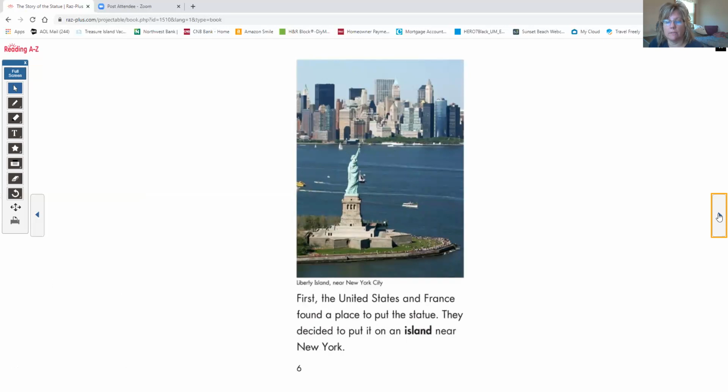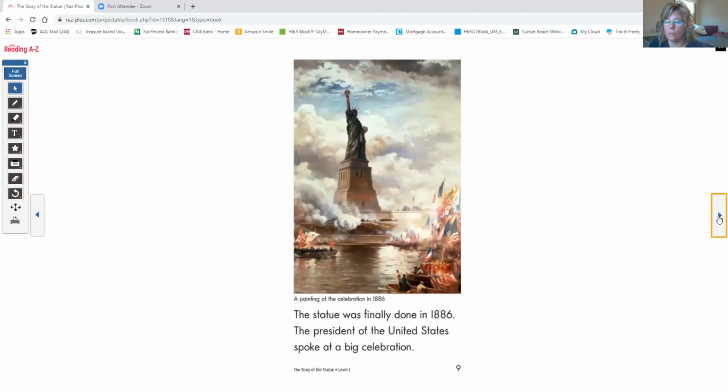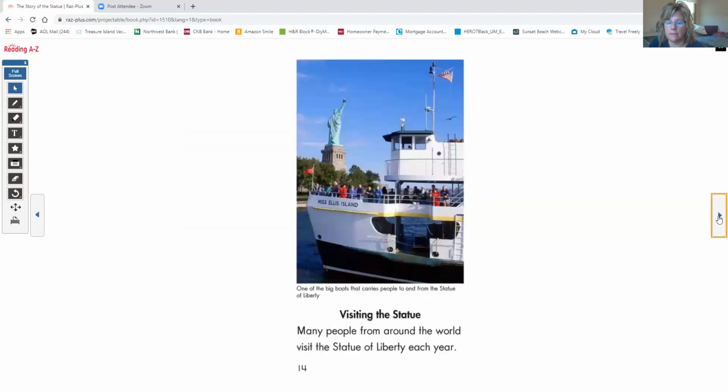Liberty Island near New York City. First, the United States and France found a place to put the statue. They decided to put it on an island near New York. Now, I've heard of an island before. I can look at the word and I see the word land within the word. That might be a clue. The picture doesn't really show me an island. I have an idea it might have to do with this land here, but I can go to the glossary to find out what island means.